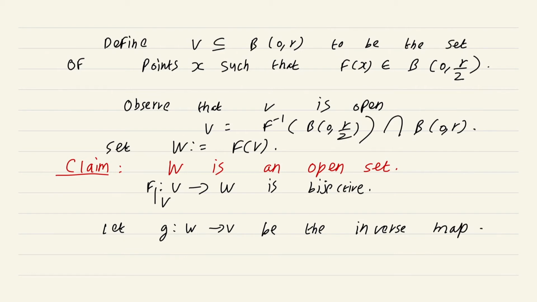Now our aim is to somehow show that if x1 is a point in V and y1 equals f of x1, there is an open set around this point y1 which is fully contained in W. More precisely, if we can find some ball around y1 which is fully contained in W, then we are actually done. So we have fixed these points x1 in V and y1 equal to f of x1. Now by definition, norm of y1 is less than R by 2.